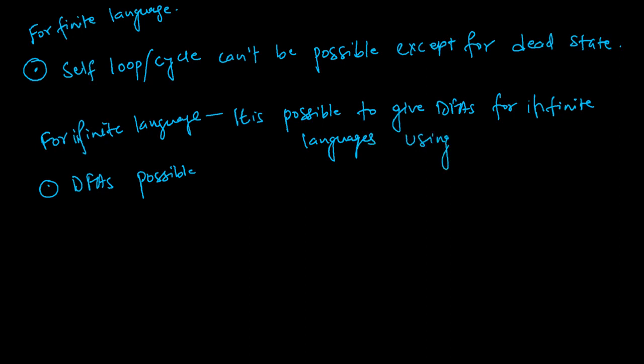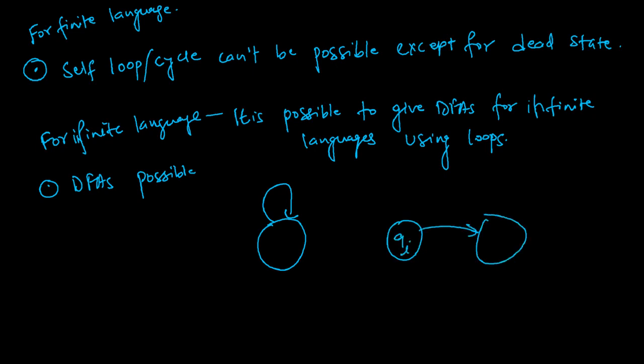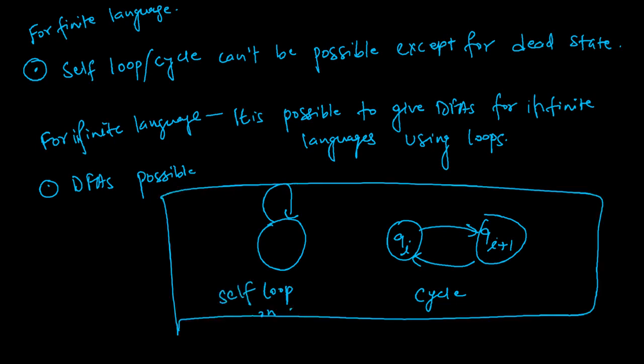Using loops. That can be a self loop or that can be a cycle. A self loop is something like this, on the same state, and a cycle is something like this. From a state, let's say Qi, you go to another state Qi plus 1, and from Qi plus 1 you go back to state Qi. So this is a cycle and this is a loop on the same state, or you can just say self loop. You can conclude that for an infinite language, the DFA that we construct will have cycles and self loops.